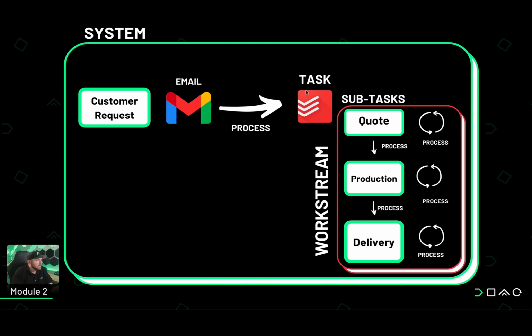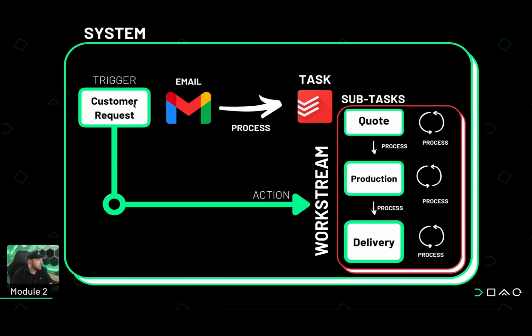Now that we have a task inside our Todoist and we have the subtasks inside Todoist, this is now our system. Still, we are in our system. The system is defined by the tools that we have, the processes that we have inside the system, and the work stream. So what this means is that this part at the front, the customer request, triggers the work stream. So we have a defined work stream already in place.